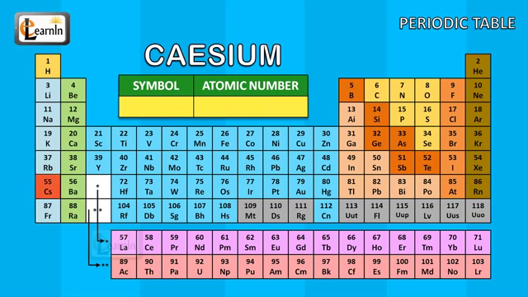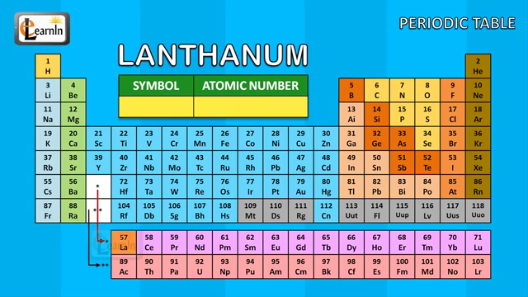The element cesium is represented as Cs and has an atomic number of 55. The element barium is represented as Ba and has an atomic number of 56. The element lanthanum is represented as La and has an atomic number of 57.